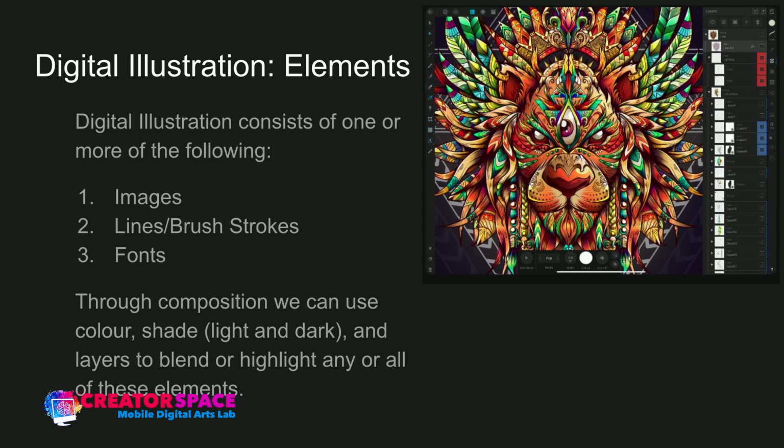And then through this composition, we can use colors, different types of colors, shade, what's light and dark, and layers to blend or highlight any or all of these elements. I think that's the beauty of digital arts and digital computer software: you can take multiple layers and multiple elements, decide what you see and what you don't see, blend them, and make that all work. That's a really exciting process that's unique to digital arts.